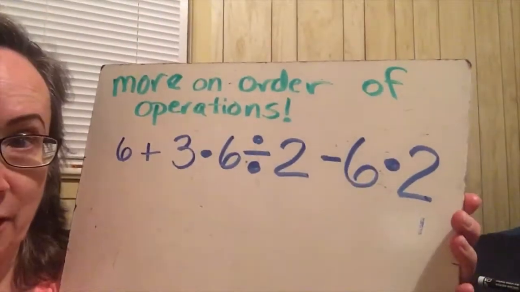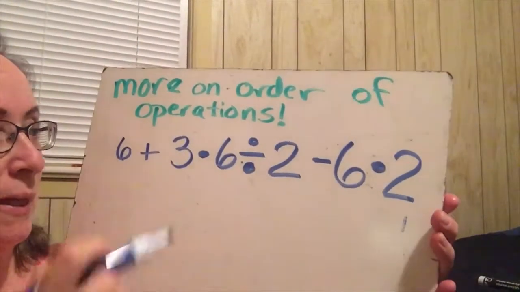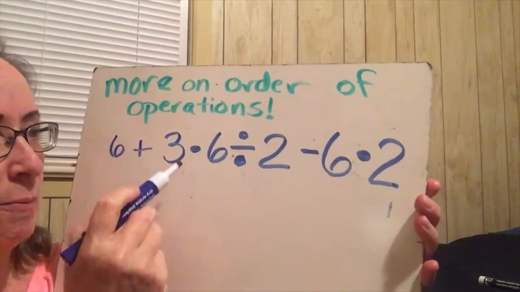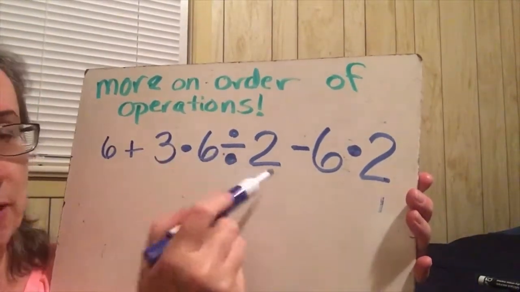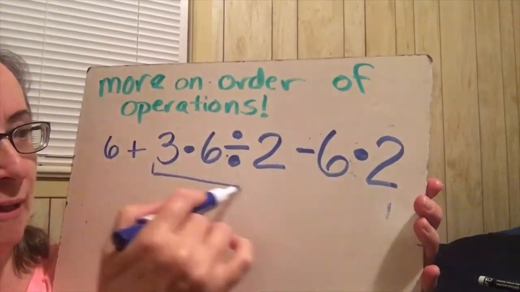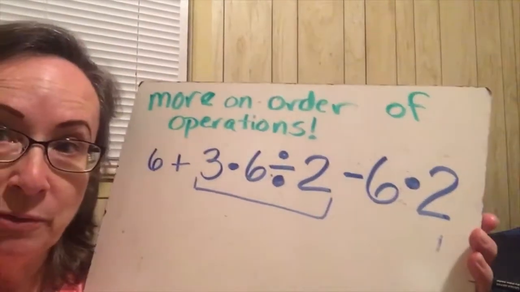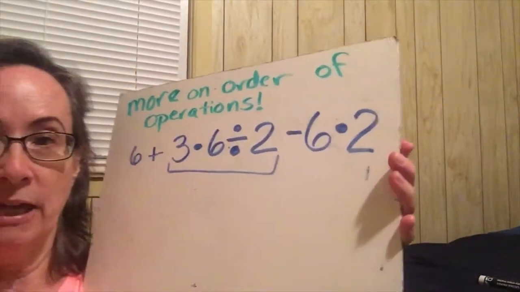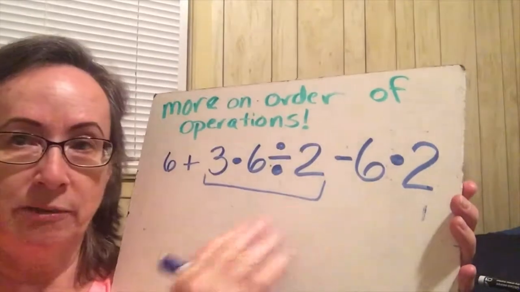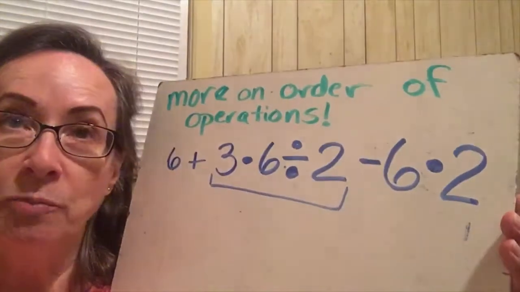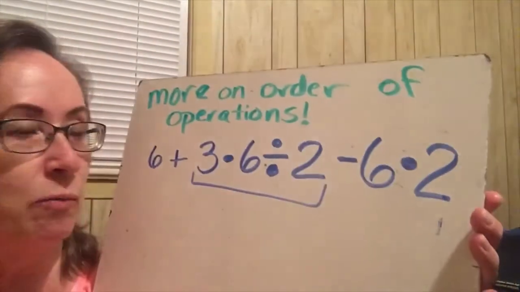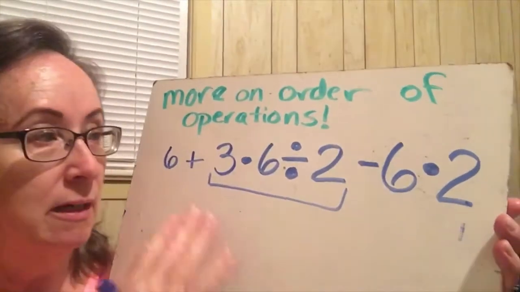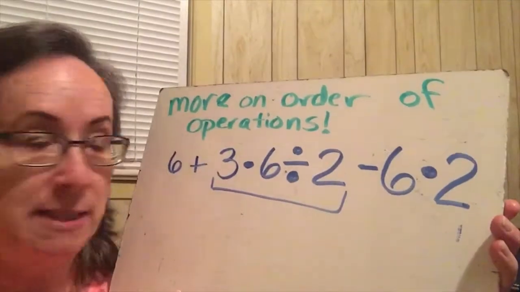This problem is an interesting one. Notice that we skip over the positive because it's a lower rank, but we have 3 times 6 divided by 2. So we have 3 things right in a row, and we will do them left to right. And then over here, we have another multiplication that we will do after we do this one. Our rule is to always move left to right with our multiplication and division. Since they are at the same rank, we will just hit them as we see them.